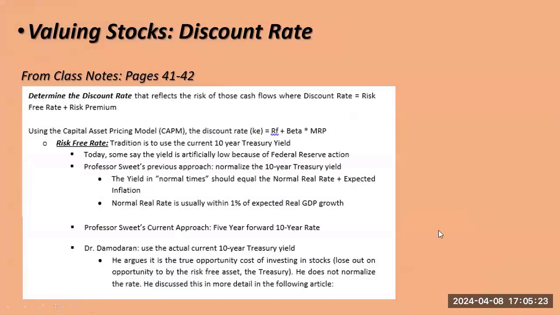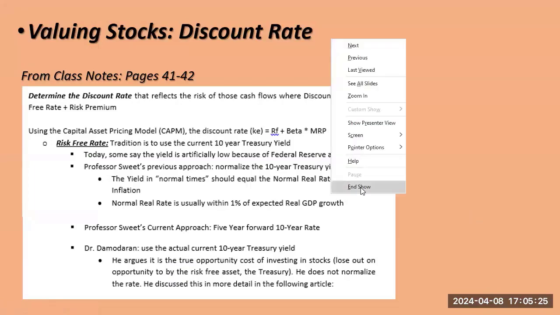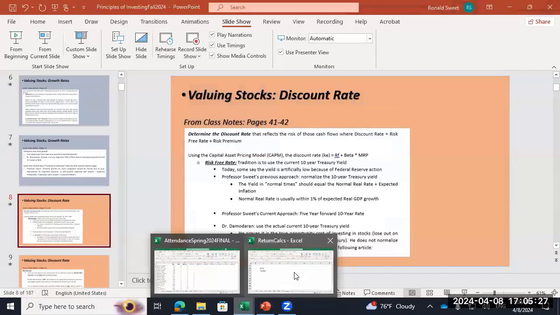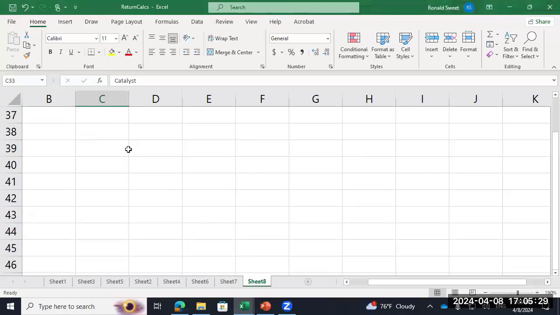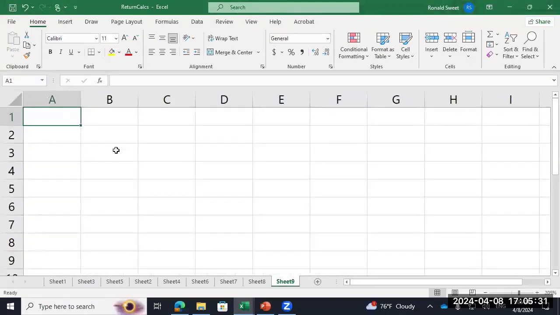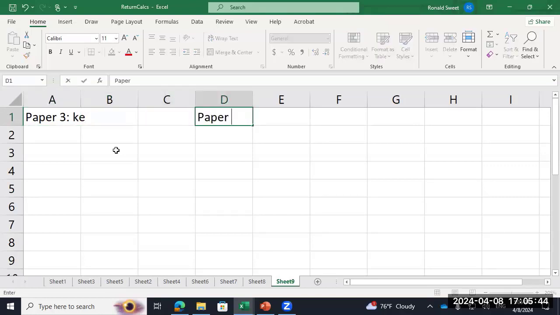All right, so let's talk about where we're going to go here. Papers 3 and 4. For paper 3, you need a discount rate. We call it KE. What is KE? Cost of equity capital. For paper 4, you need a valuation, which is going to be driven off of growth rates.